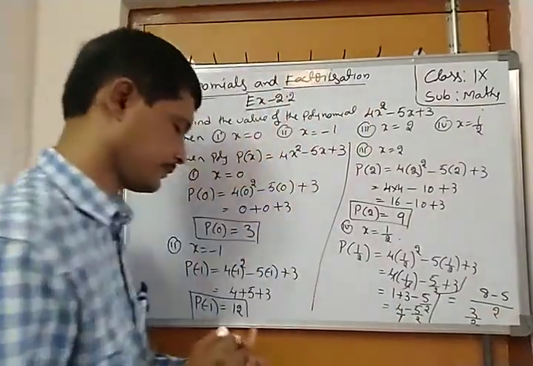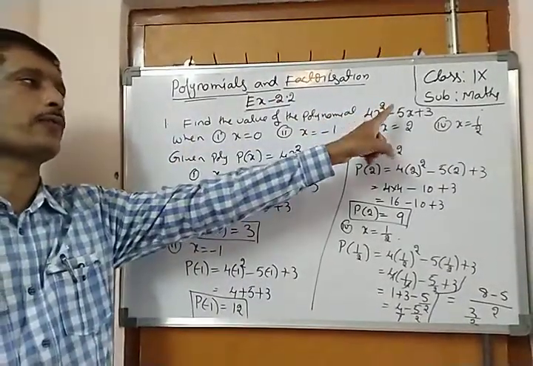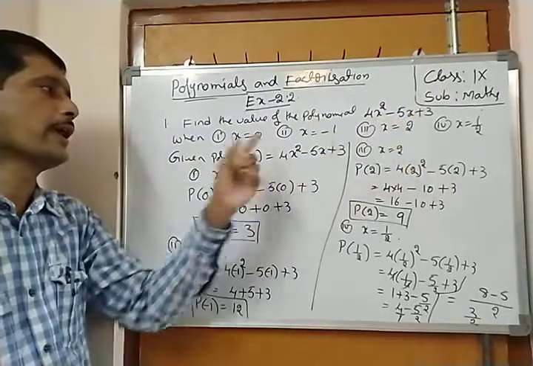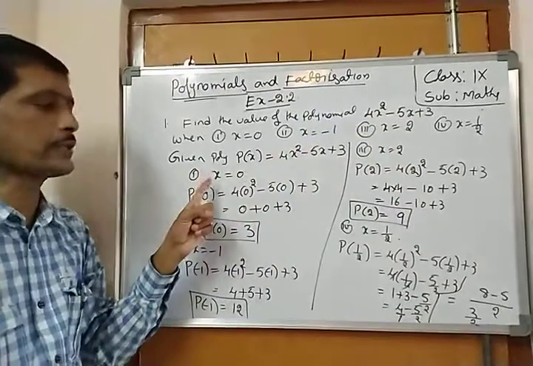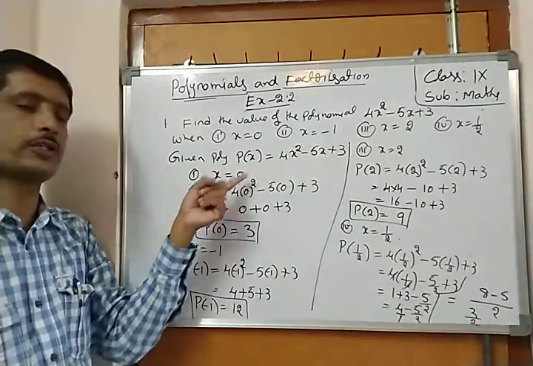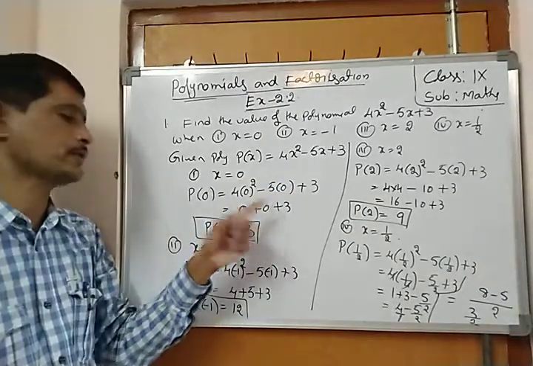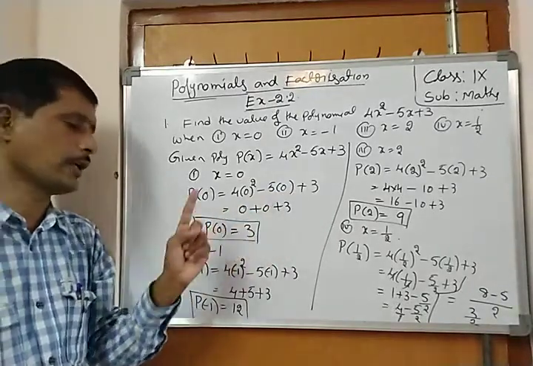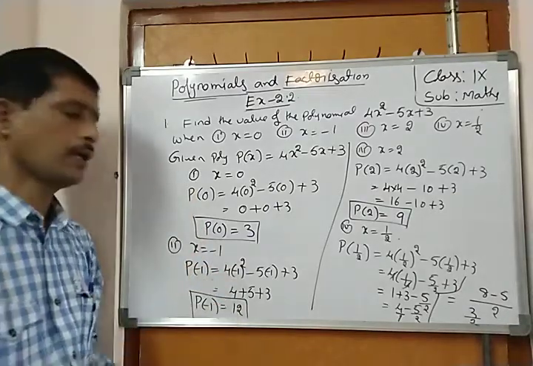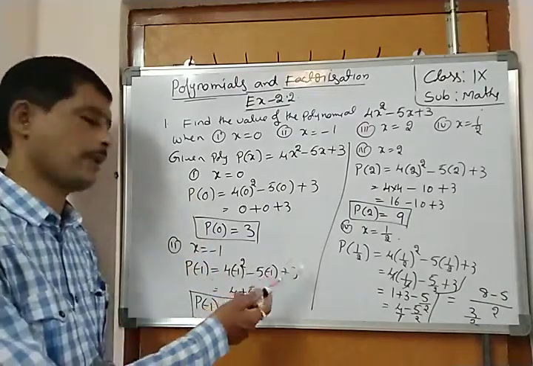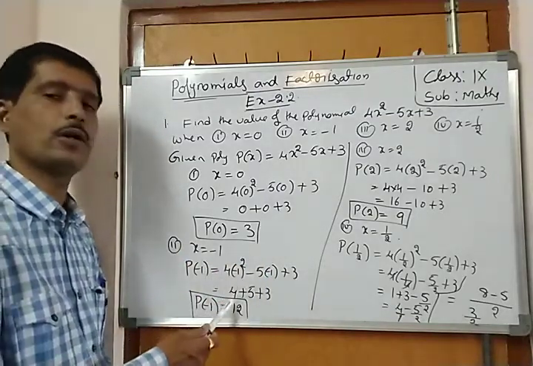Here, see. The given polynomial, first, P of x equals 4x square minus 5x plus 3. Here x is replaced by 0, minus 1, 2, 1 by 2. For x equals 0, P of 0 is 4 into 0 whole square minus 5 into 0 plus 3. 0 plus 0 plus 3. P of 0 equals 3. X equals minus 1, that is P of minus 1, 4 into minus 1 whole square minus 5 into minus 1 plus 3. 4 plus 5 plus 3, that is P of minus 1 equals 12.